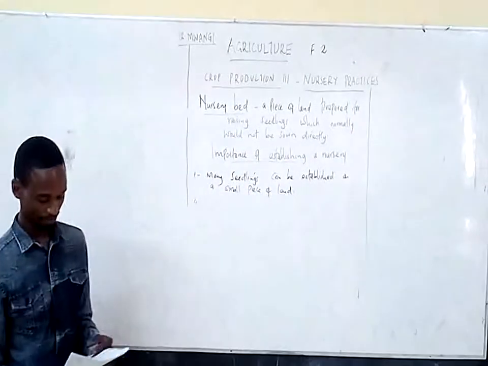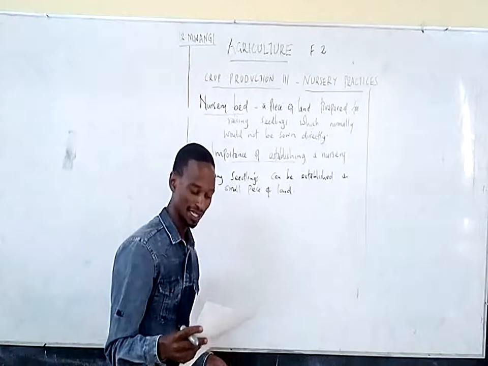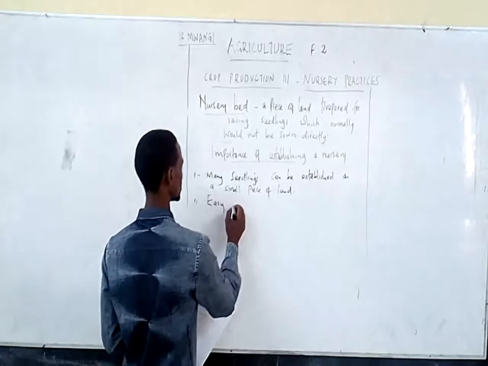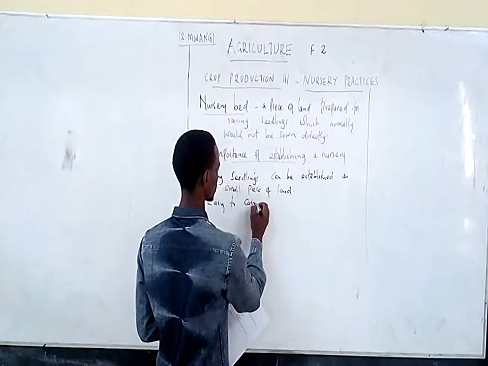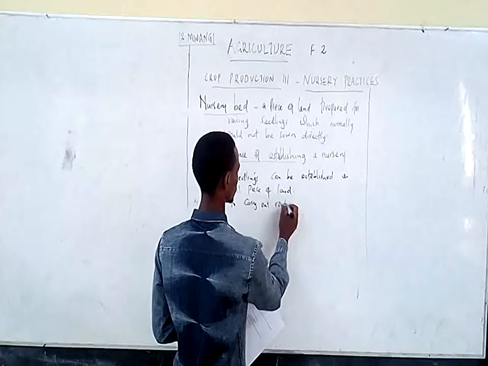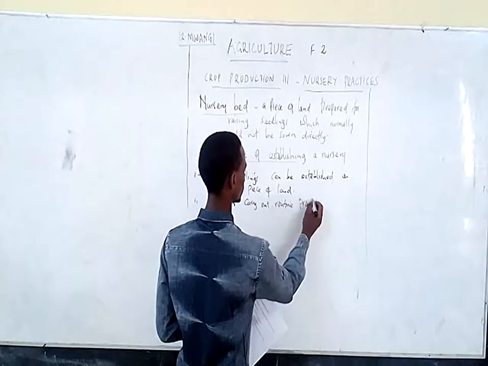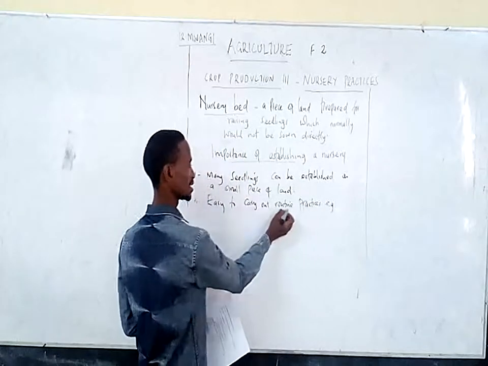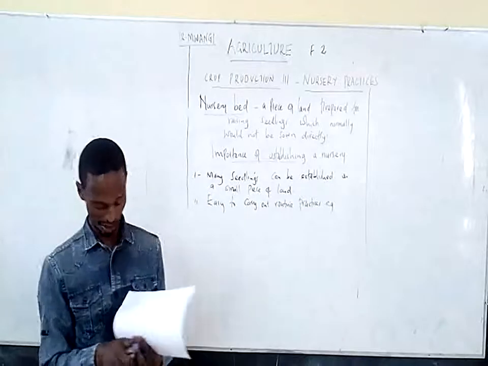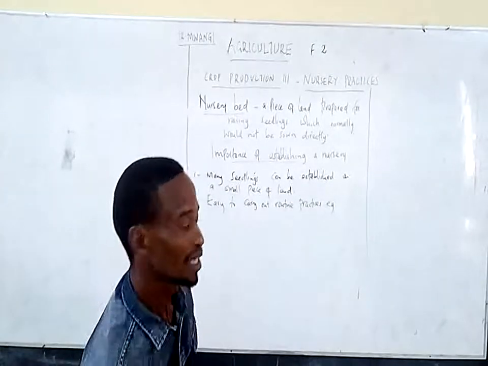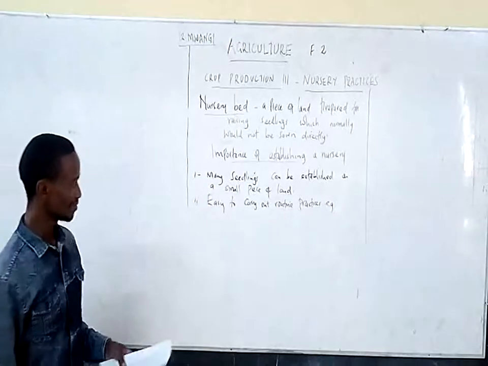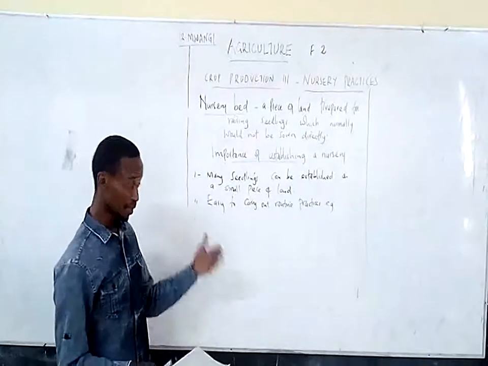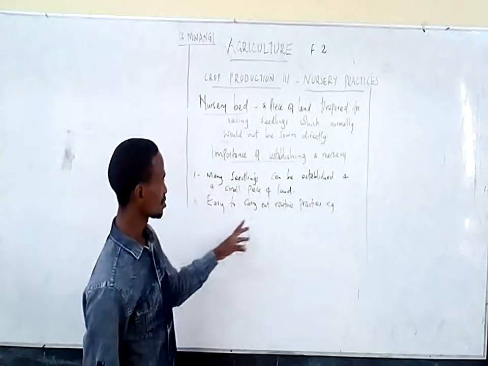Number two, routine management practices are easy to carry out in the nursery. These practices include watering, which has to be done every morning and every evening. Another routine practice which has to be carried out from time to time is weeding. So when you are carrying out weeding, it's a routine practice.